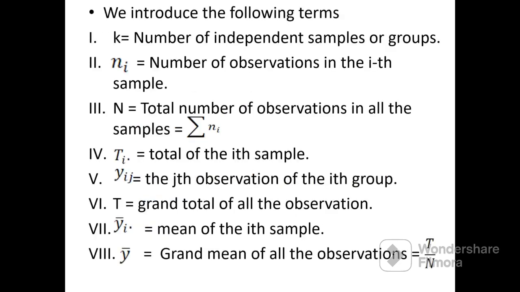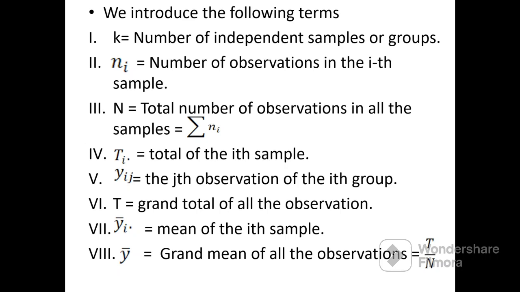These are some of the notations that we will be using. Small k, we have all come across, is the number of independent samples or groups. Small ni is the number of observations in the ith sample. The first sample will cover n1 size, the second sample will cover n2 size, and so on. Capital N is the total number of observations, the sum of small n1, small n2, and so on. Capital Ti dot is the total of the ith sample, and Yij is the jth observation of the ith group.